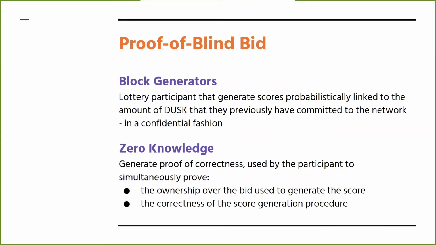So to summarize a little bit, the proof of blind bit tries to be a proof which lives inside of the blind bit protocol, whose objective is to select the new block generator for a round or an epoch or a single block or whatever it is. We need to do it with zero knowledge properties. Here is where PLONK enters into play. Basically, the zero knowledge is needed because we need to prove the ownership of the bit, and we need to prove the correctness of the score that we generated for the bit.